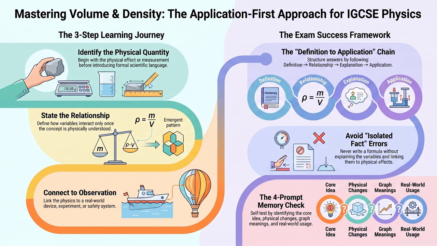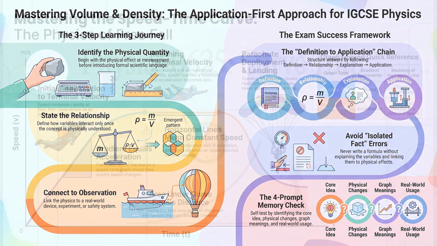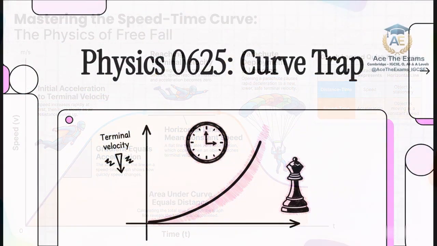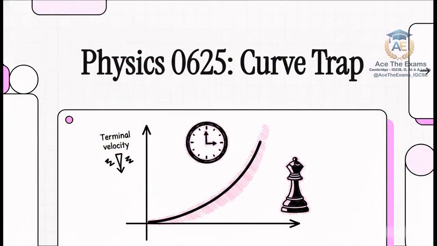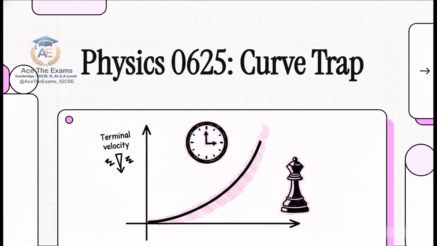You've got exactly 20 minutes before your mock exam starts, and this curved graph is the ultimate Cambridge examiner chess trap. Seriously, if you're sitting the IGCSE Physics 0625 paper, this is the exact moment where your grade boundary is decided. You might think, oh, I know how to read a graph, but trust me, the examiner has designed this specifically to catch you completely off guard.